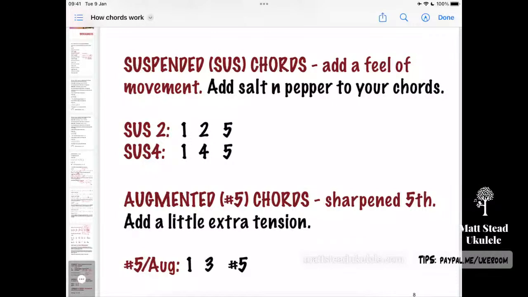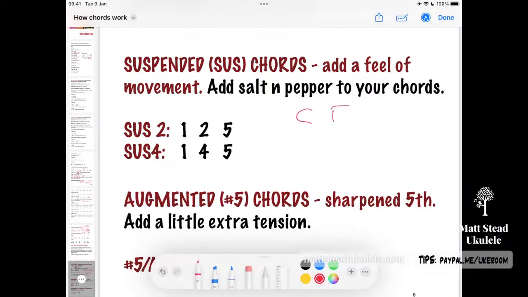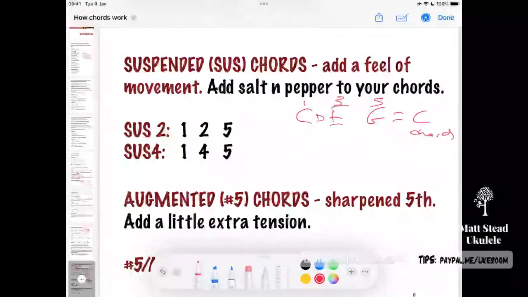What about a suspended chord? Hopefully this is where it all starts getting demystified for you. This comes up a lot in a cappella, doesn't it? Adding these suspended chords in. Suspended chords add a feel of movement, a bit like adding salt and pepper to your chords. Well, what are suspended chords? They take a normal major triad, like a C major chord. That's just C, E, and G, which, as we know, is built on 1, 3, 5 from our scale.